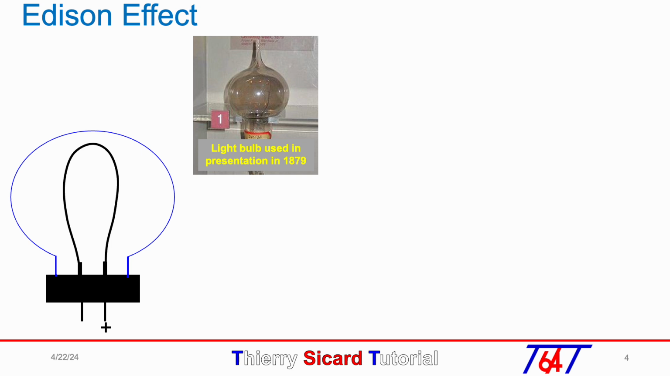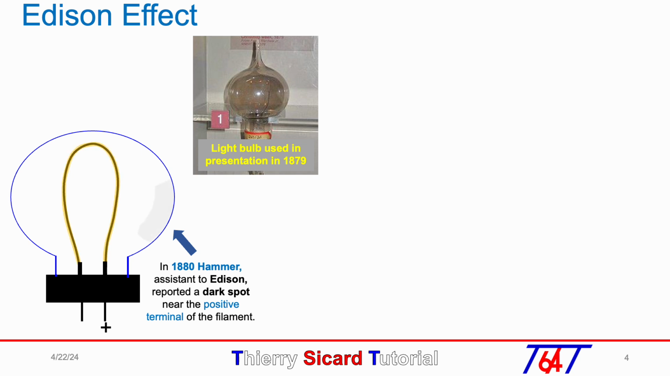At this time, Edison was using a DC generator, so the lamp was biased in DC with a ground and positive side. In 1880, Eimer, an assistant of Edison, noticed a dark spot near the positive lamp terminal.